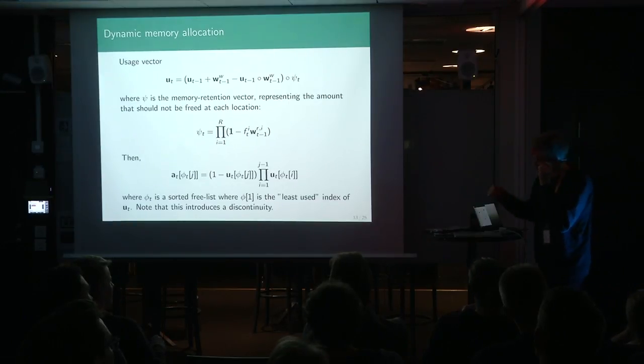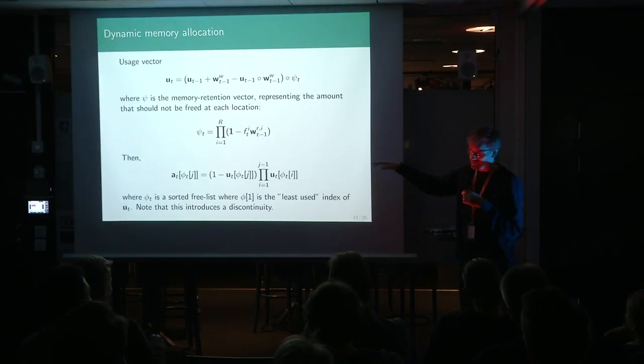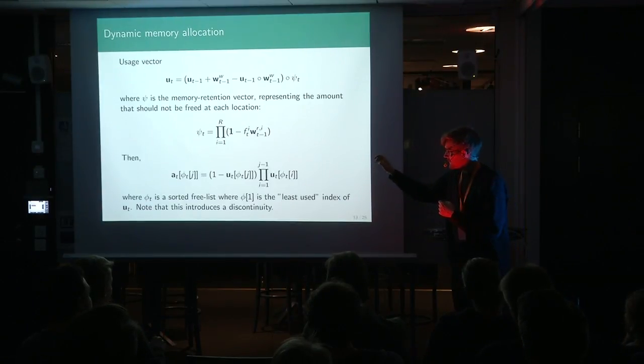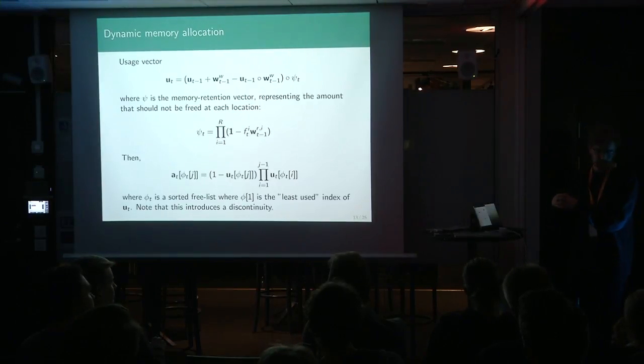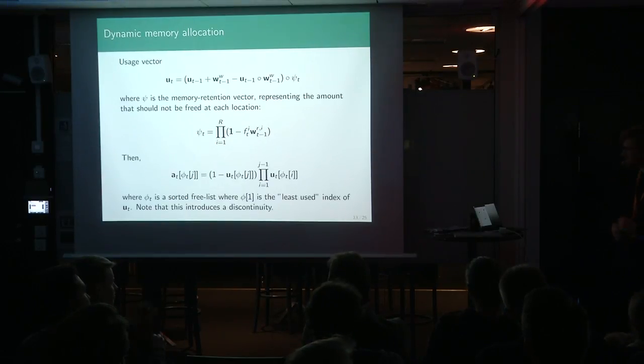Okay, so if I understood correctly, this is not based on any temporal aspects. And the allocation vector says how important a memory cell is. Okay, cool.